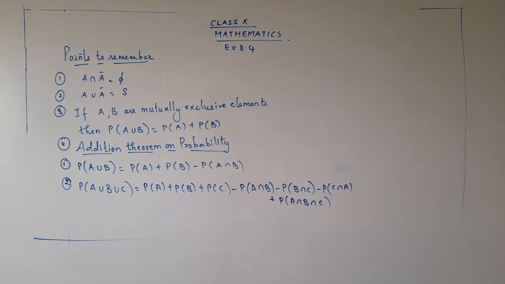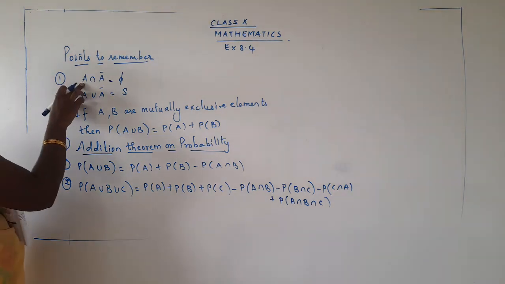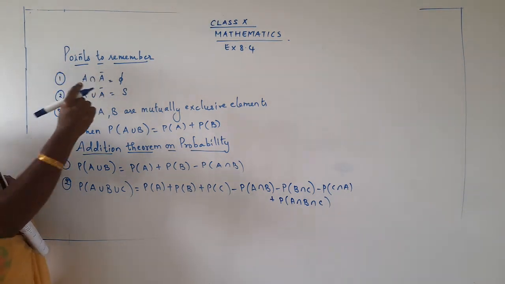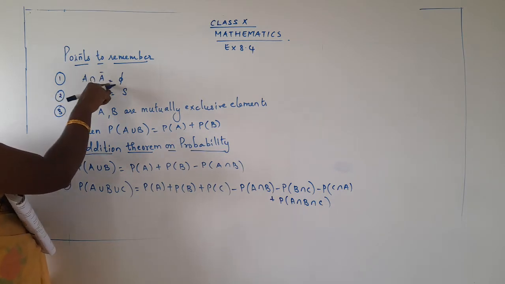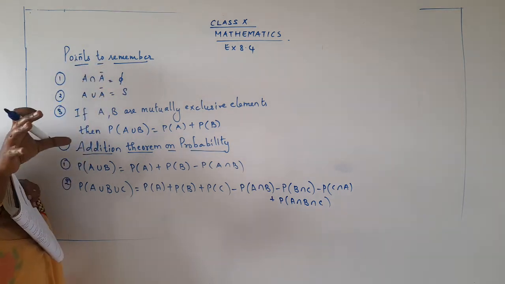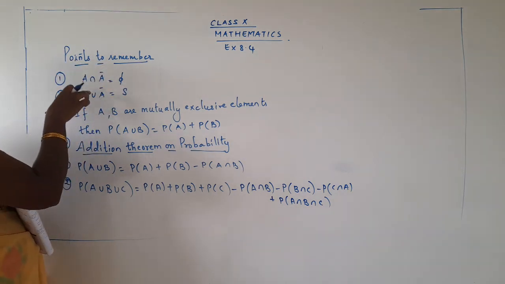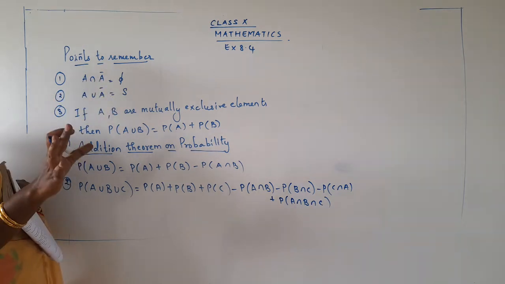Okay, so we have taken down some of the points. Let me explain some of them. First, if you have a single event A, and you take the intersection of A and A dash, the answer is phi, that is, you will get an empty set. If you take the union of A and A dash, it is the sample space.